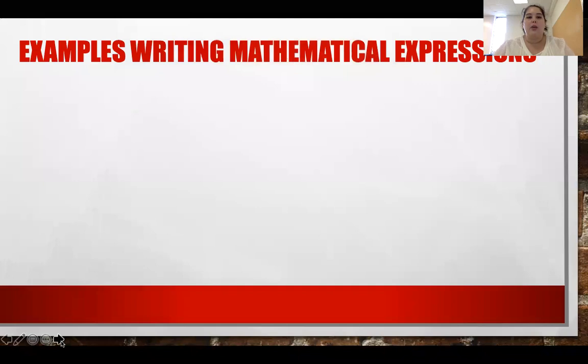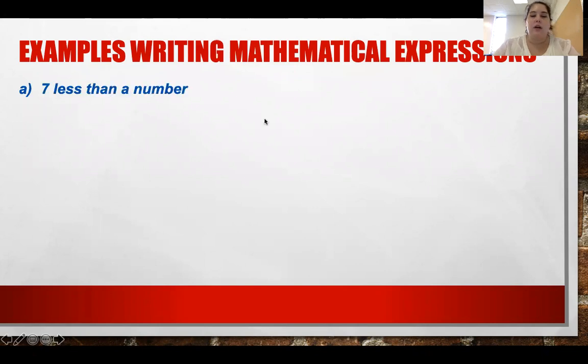All right, so we're going to have writing mathematical expressions from a sentence, so that we know exactly what we're talking about. So here we have 7 is less than a number. What that would look like in a mathematical expression is just n minus 7. So less here means to go ahead and subtract from a number.